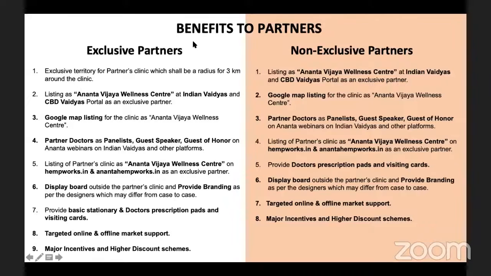I'm a founder of Ananta Hemp Works. We are a medical cannabis-based company. We have mainly three lines. One is the nutritional line, which is the seed line, in which we have hemp seed powder, oil and hemp hearts. Then we have the cosmetic line, which is the general cosmetic line. Then our main focus is on the Ayurvedic medicines, which are all hemp and cannabis-based medicines.